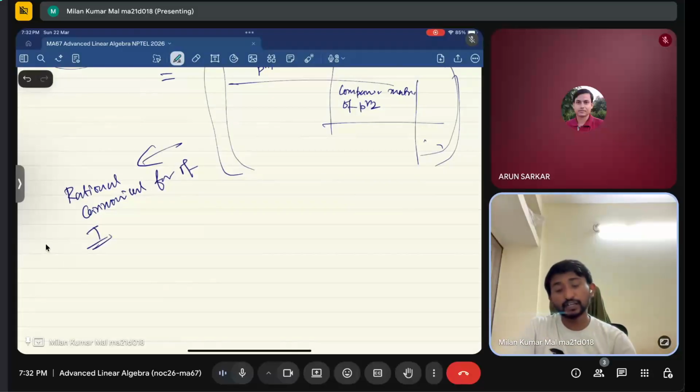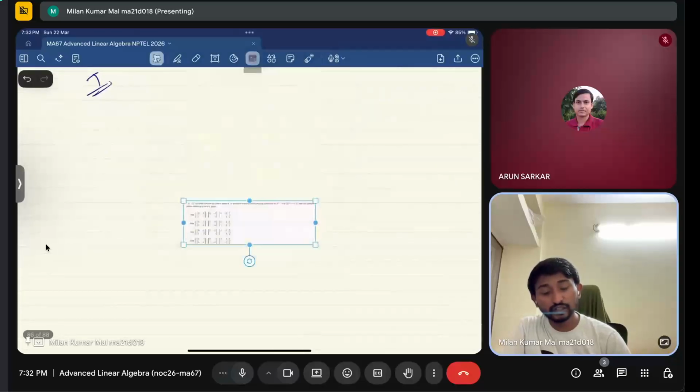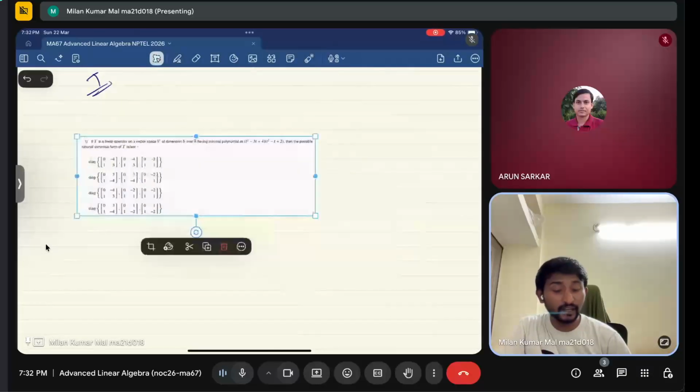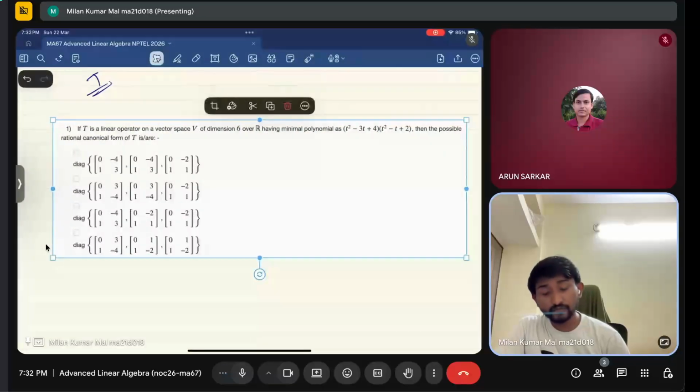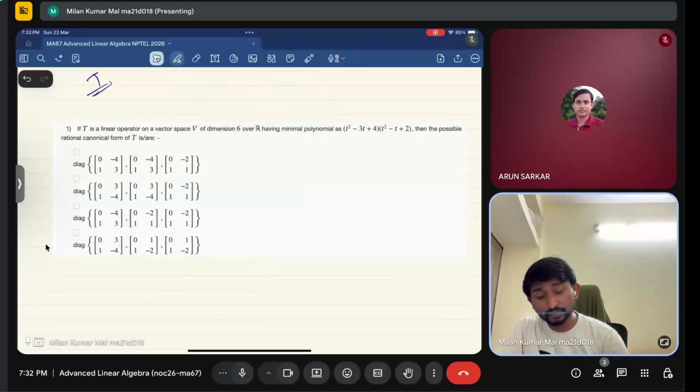So now let's come to the first question of today's tutorial. These questions are there so that I can discuss these theorems. So this is the first question.